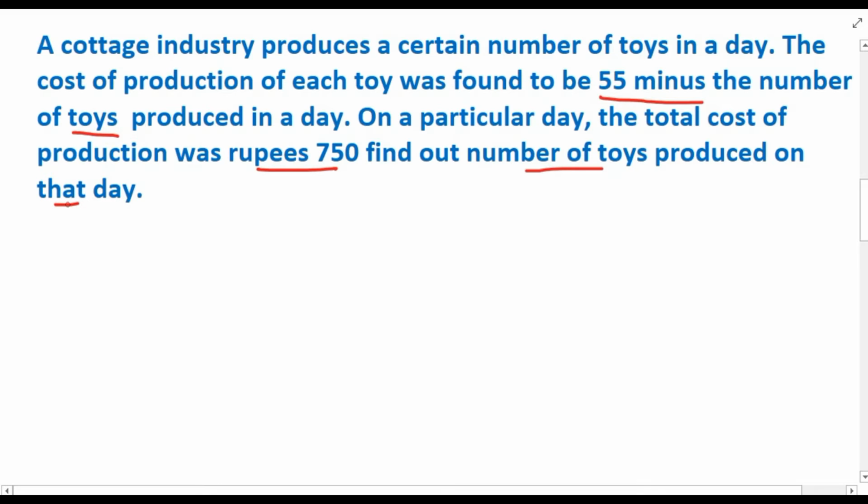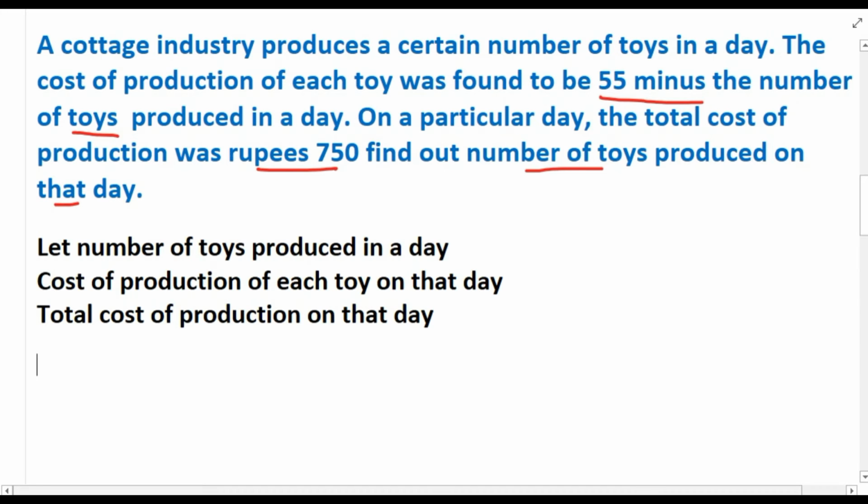So let the number of toys produced on that day be x. The cost of production of each toy they have given as 55 minus the number of toys, and the number of toys is x. On a particular day, the total cost of production was rupees 750. That means the cost of production is 750.